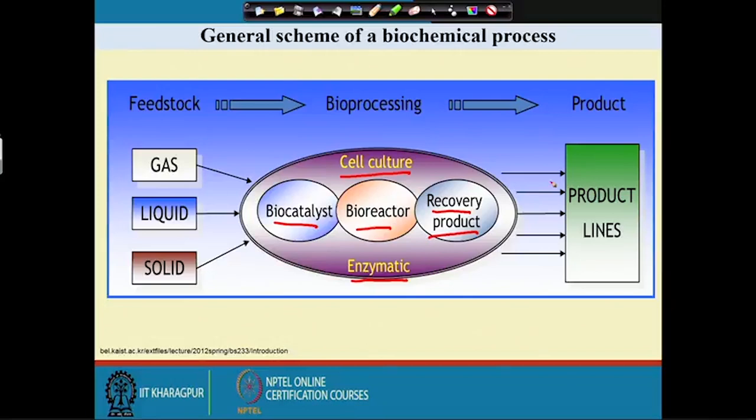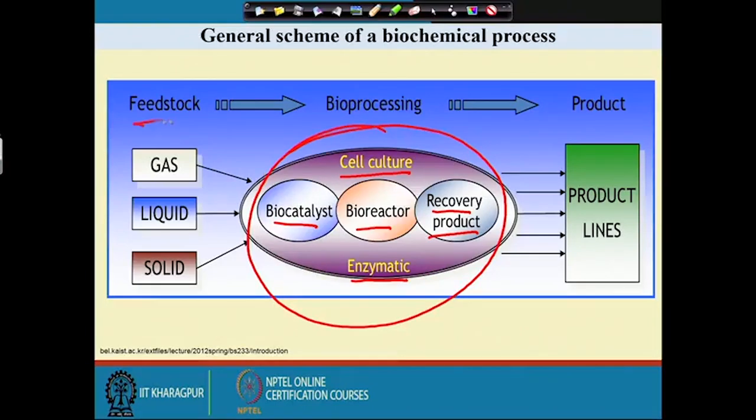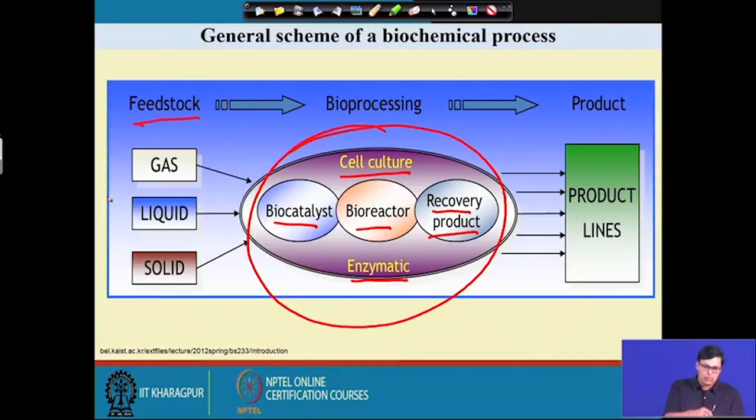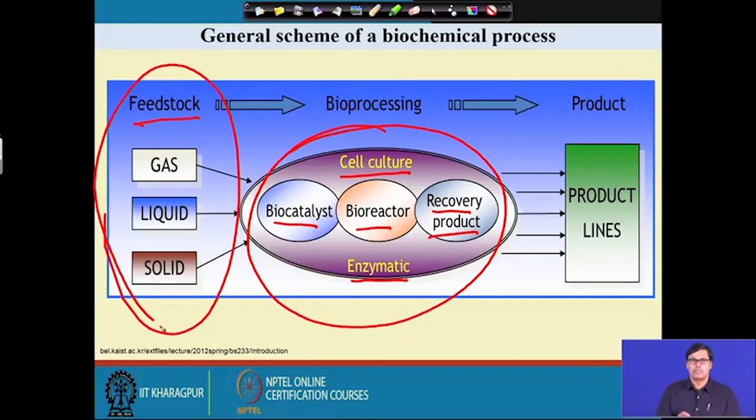So, we can broadly differentiate into three parts. One is the main part where the biochemical reaction takes place, and before the biochemical reaction takes place, we have to prepare our feedstock, and this whole unit we call upstream processing. And then after the product formation, we have the purification of product. So it can be divided into three parts. One is upstream processing, bioprocessing, then downstream processing.